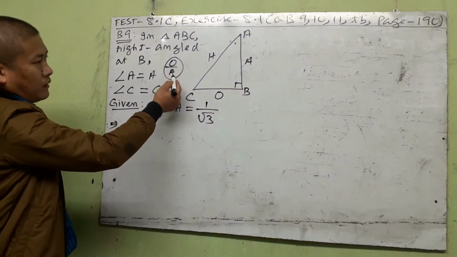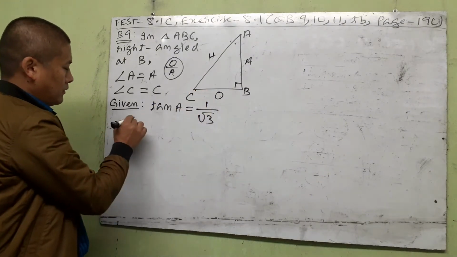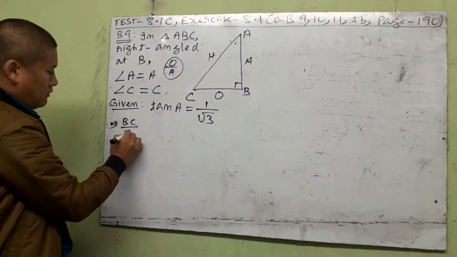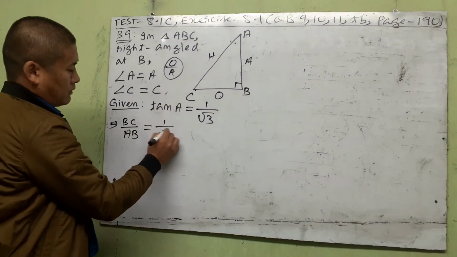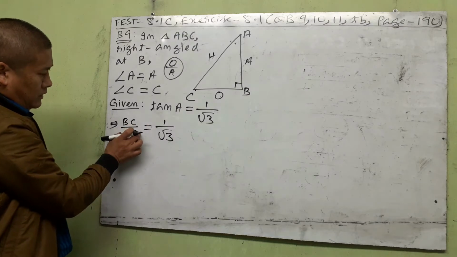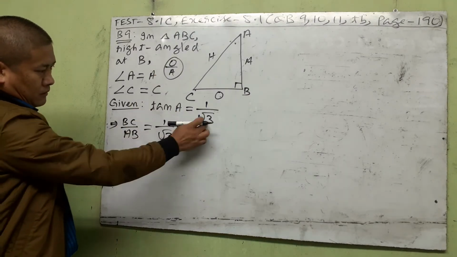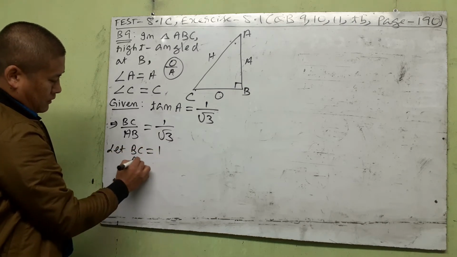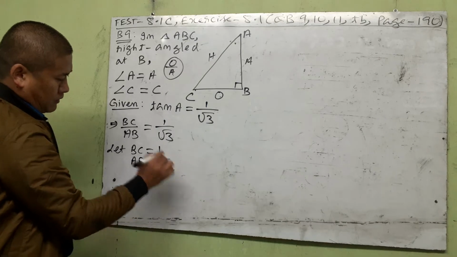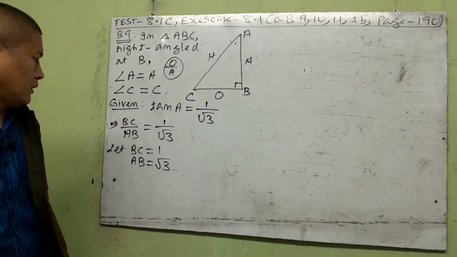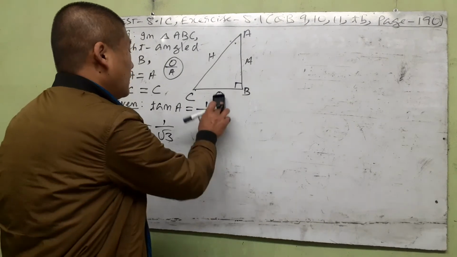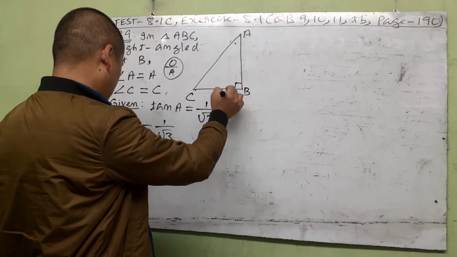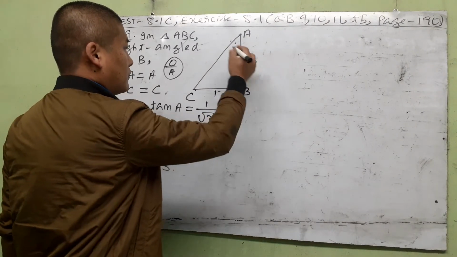So O by A would mean BC by AB will be equal to 1 by root 3, so this is the opposite by adjacent. So that allows us to write, let BC equal to 1 and AB value equal to root 3. I hope you're getting it right. Now here BC, so let's remove it because we don't need it anymore. So BC is found 1 and AB is root 3.